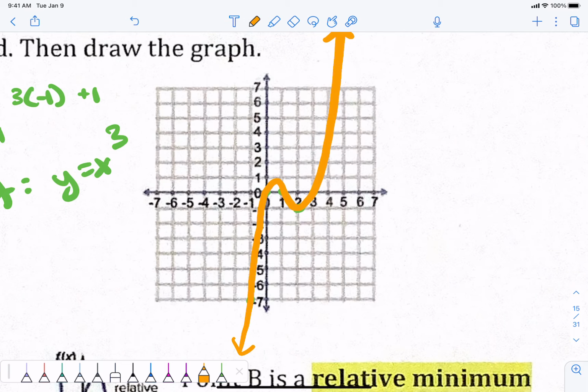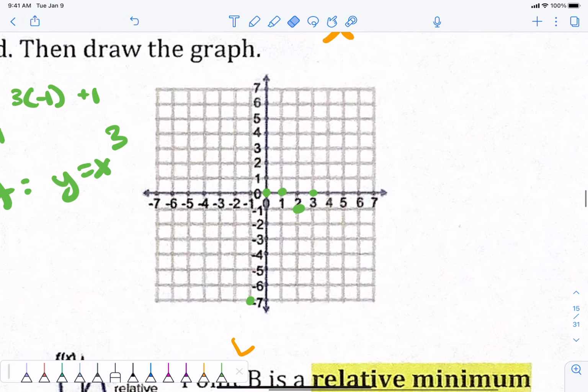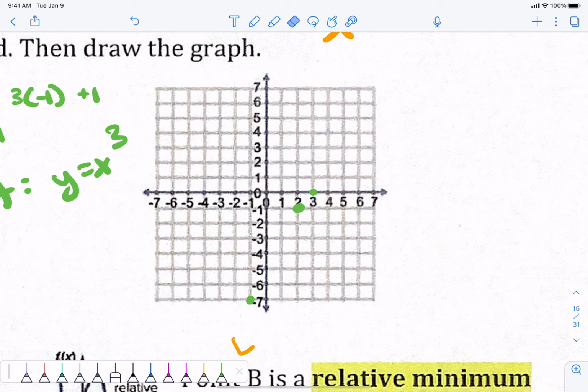Oh, wait a second. I didn't plot those right. Ah, come on. 0 is at 1, 1 is at 1, 3 is at 1. There we go. We've got to shift him up a little ways. Okay, here we go.